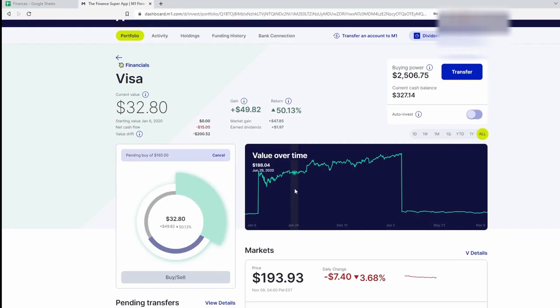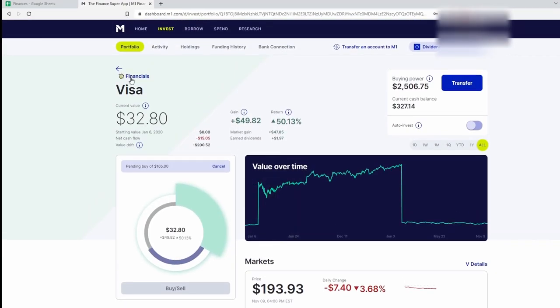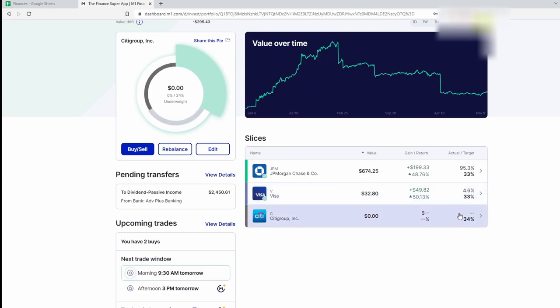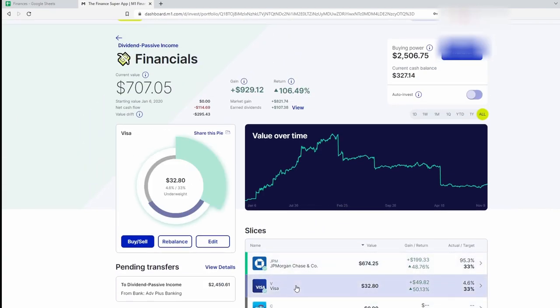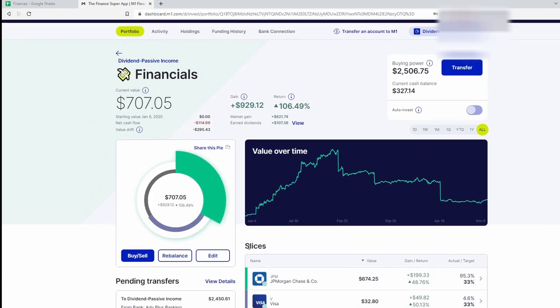Very nice. Now I also have Citigroup here, though I am not going to buy Citigroup right now. I would like to do this after the transfer is over. So I'm not going to be buying into Citigroup right now. But there you go, guys. Financial sector, two companies right there have already been bought.